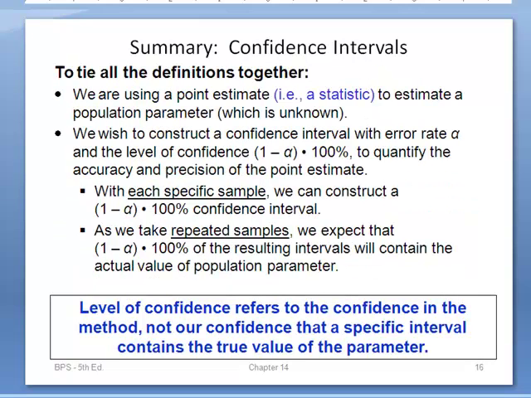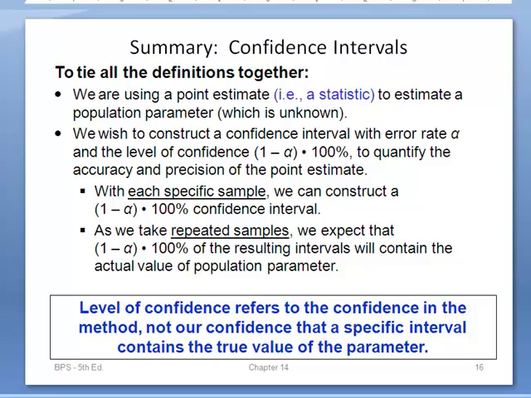We're using a point estimate, that's a statistic, to estimate a population parameter. For example, I can use the sample mean to estimate mu, the population mean. That's what we're going to be doing in this chapter. When we wish to construct a confidence interval with an error rate alpha, the level of confidence will be 1 minus alpha times 100. That will give us the percent, to quantify the accuracy and precision of that point estimate.